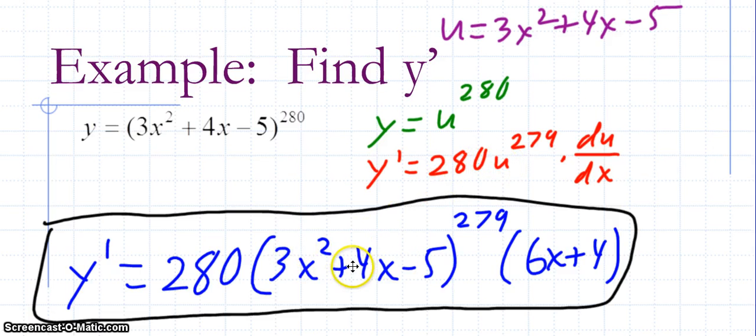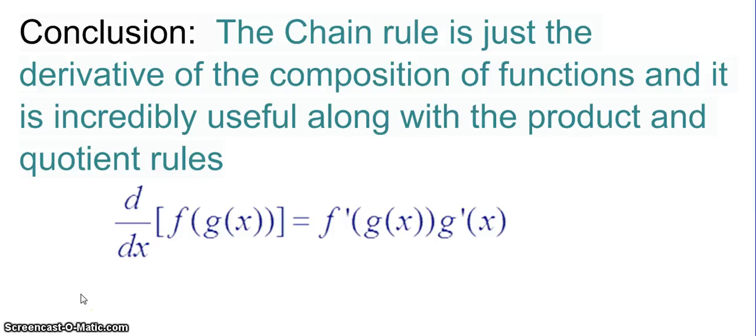But what was u? u was 3x squared plus 4x minus 5, and what's du/dx? That's 6x plus 4. Okay, so it's really important that we understand the chain rule.